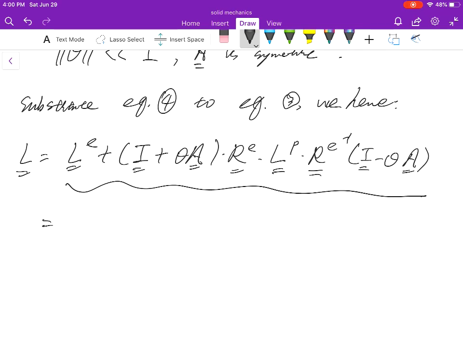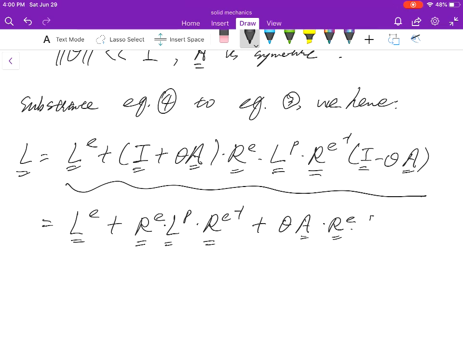we can have Le plus Re Lp Re inverse plus theta Ae Re Lp Re. First I do this part, and second I do this part.